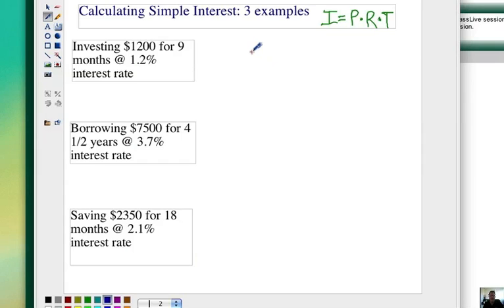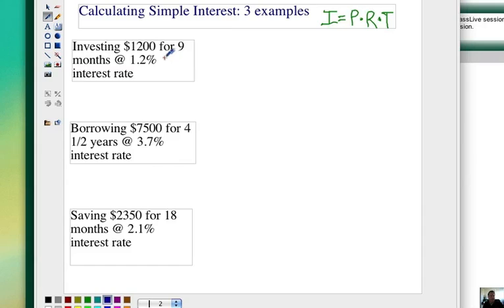All right, the formula for all three of these is I equals PRT. And as I mentioned in the first video, P is the principal. That's the chunk of money that you're dealing with, either you're saving it or investing it or borrowing it. R is the interest rate, and it's the annual interest rate. And T is time in terms of years. Okay, it always has to do with years.